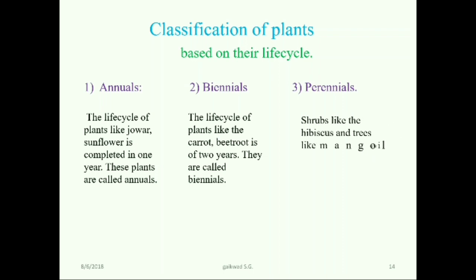And third one is perennial. Shrubs like hibiscus and trees like mango tree, peepal tree, etc. live for several years and bear flowers and fruits. They are called perennial plants.